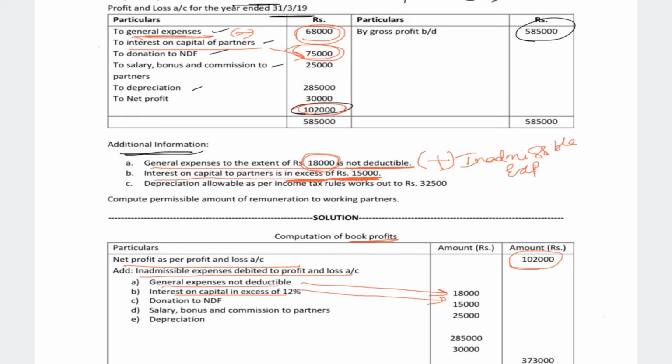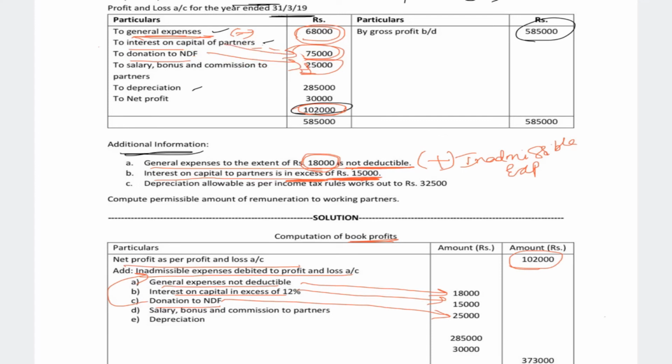Next point we have here is donation to National Defence Fund. So any donation given to any National Defence Fund or for anybody. Now donation is not a general expense. It is not a regular expense to an organization, nor is it a business expense, and hence it is always inadmissible. Now the value we have here is 25,000. So directly we have considered the 25,000 value here.